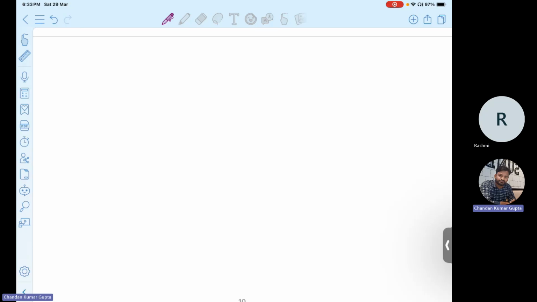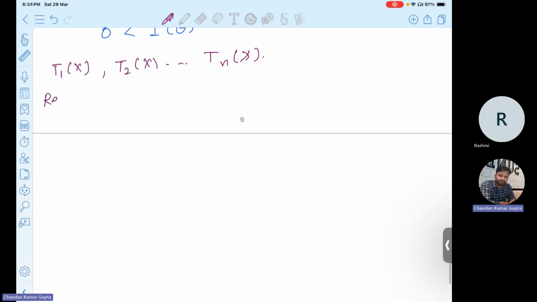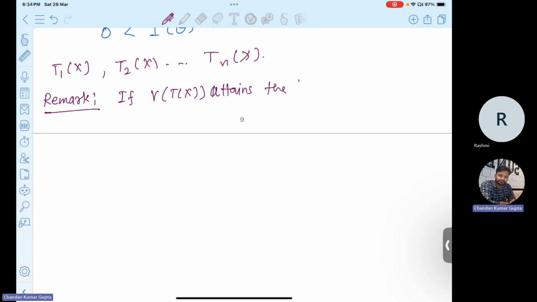We have one remark actually. Let me write here. If the variance of T(x) attains the lower bound, then T(x) is nothing but the uniformly minimum variance unbiased estimate for psi(theta).